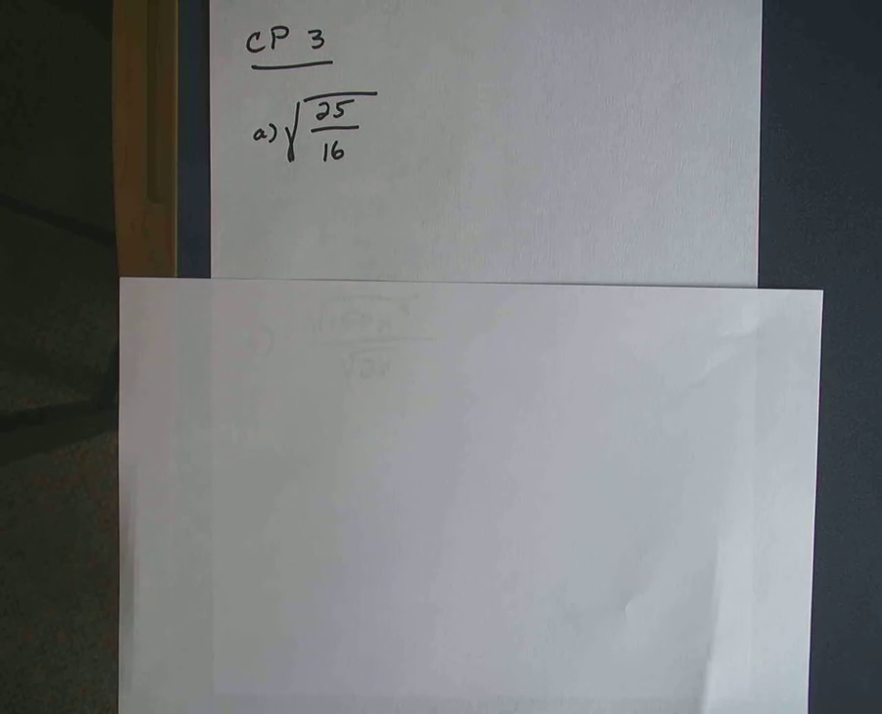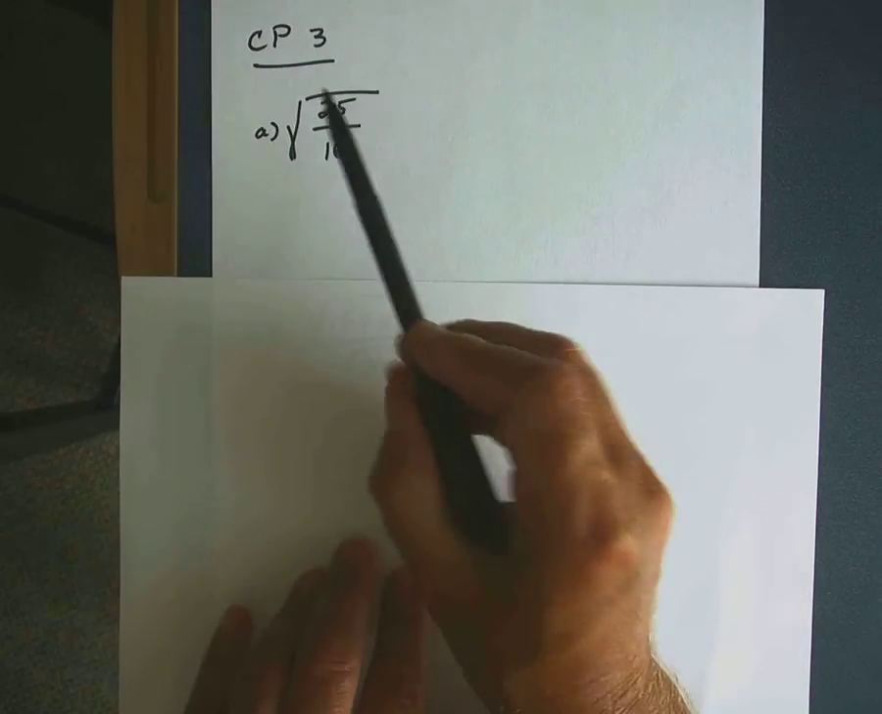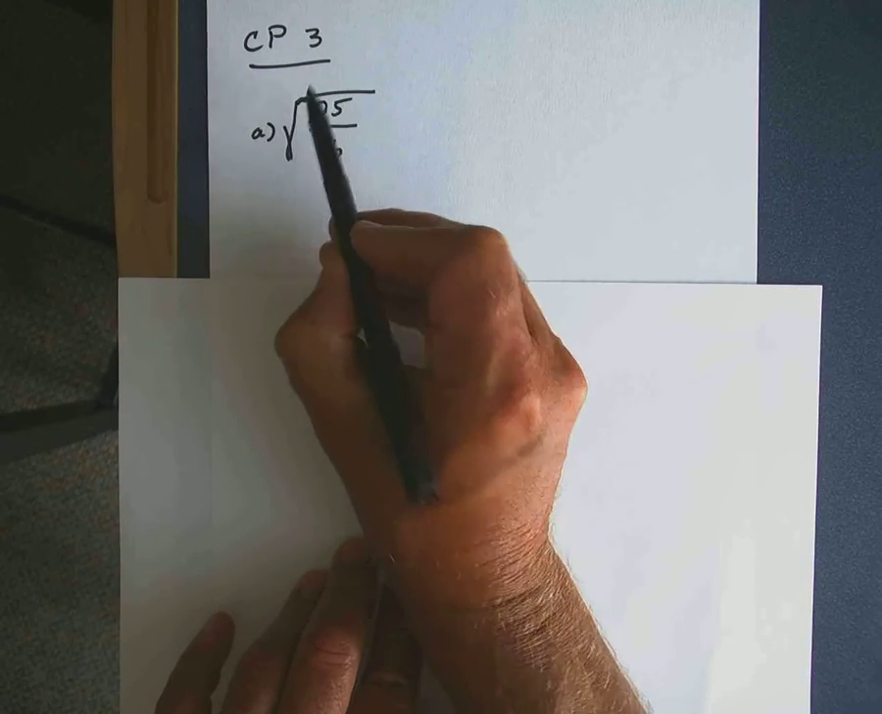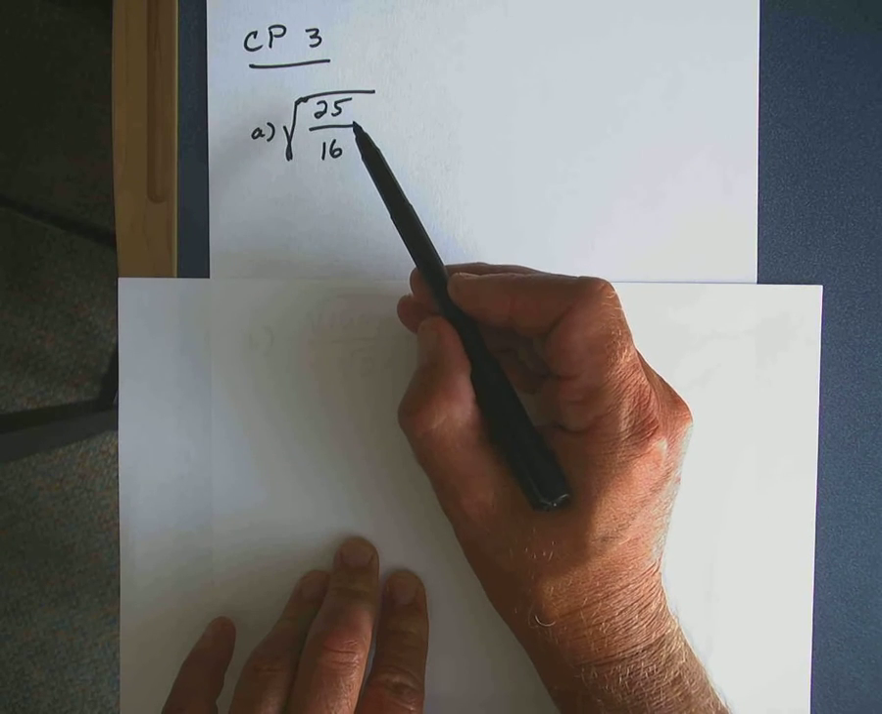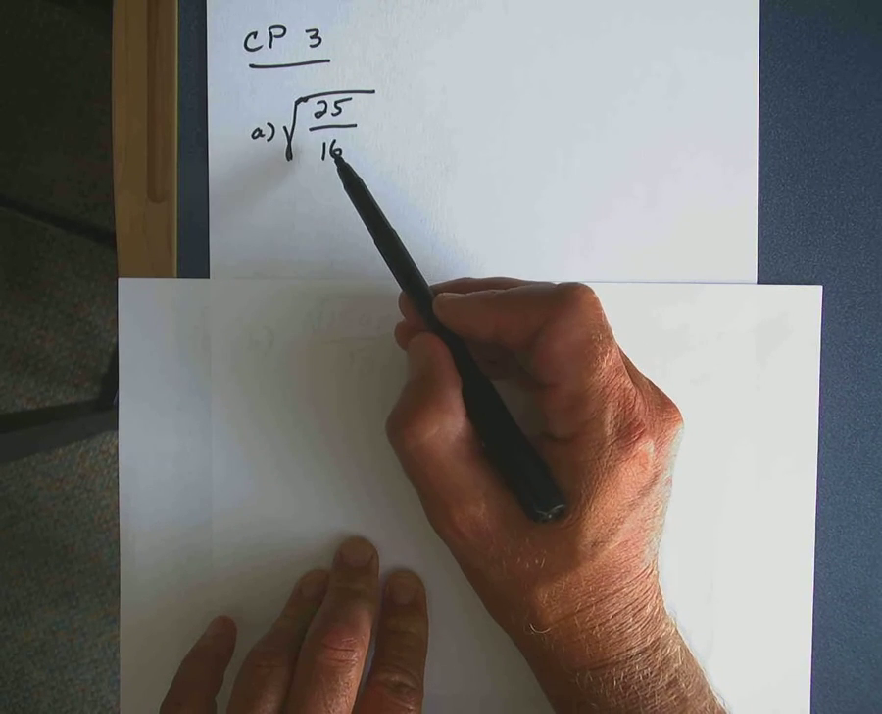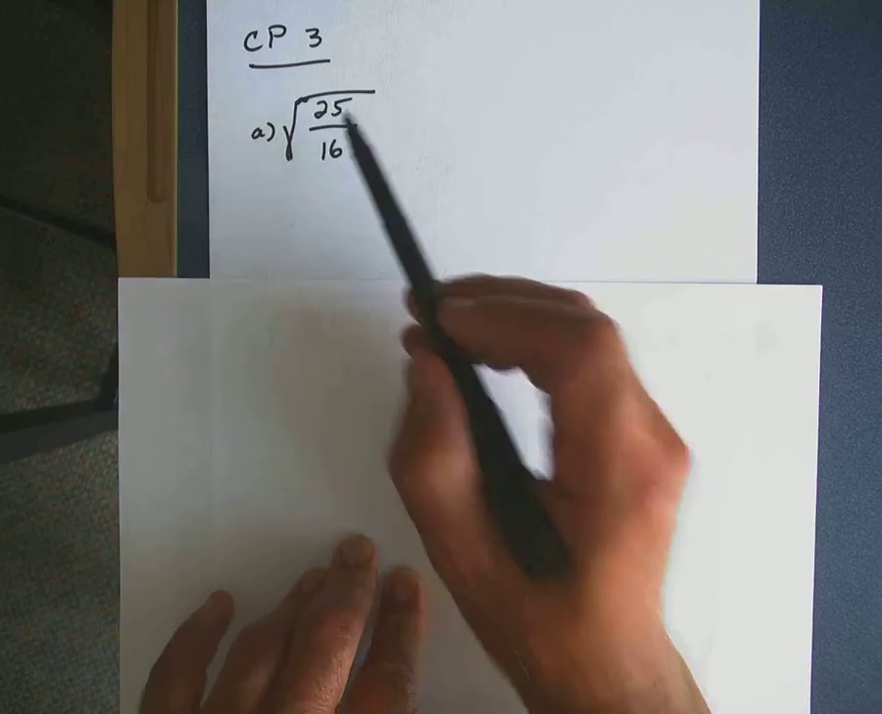Right, we have a product rule for square roots, and as you might expect, we also have a quotient rule for square roots. So right here, if you look at the number that's under the radical sign, it's a quotient. It's one number. A quotient is the result of a division problem. It's one number divided by another number, 25 divided by 16.